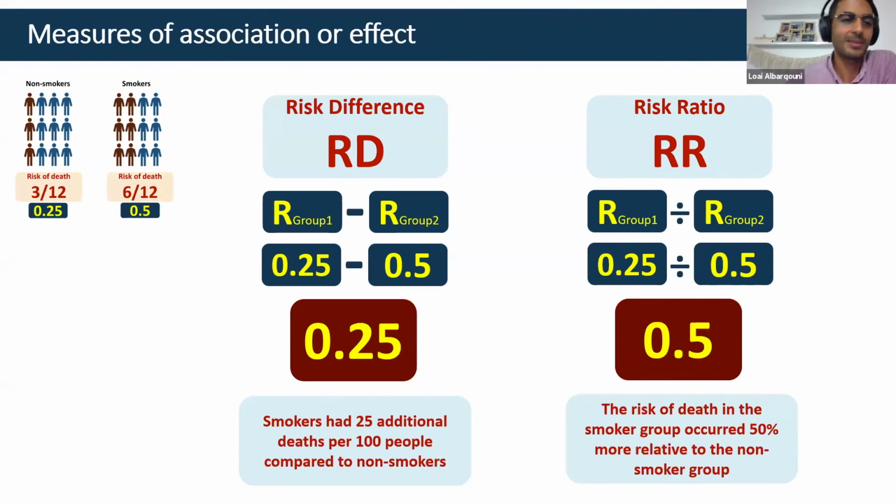Sorry, the example couldn't be here because that's smoking, so it's not treatment. If we thought about that as a treatment, we need to treat four to save one life, if that's a death, or to have the outcome in one person. So the number needed to treat is one over the absolute risk difference, not the risk ratio, because the number needed to treat is an absolute term. Does that make sense?